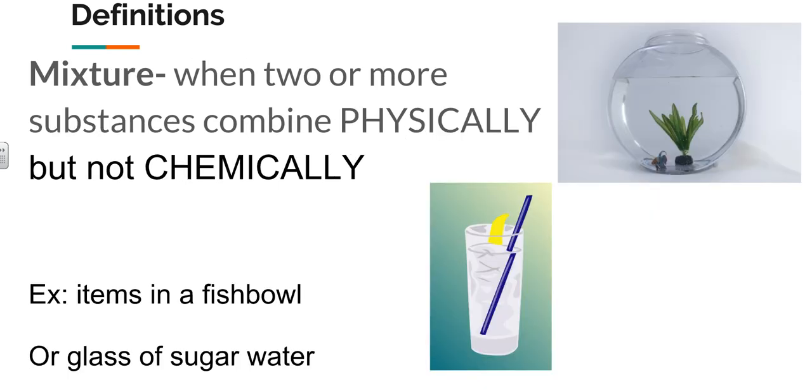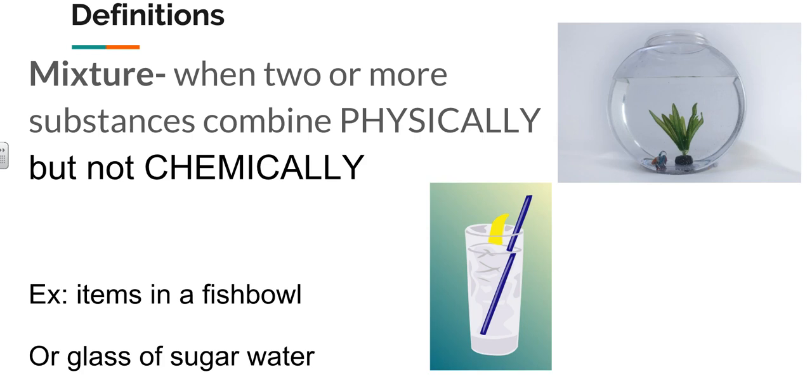A mixture is when two or more substances combine physically but not chemically. For example, we have items in a fishbowl. You might have a fish, a plant, some rocks. They're all together, but they're easily separated. I could reach in and pull out the rocks, pull out the plant, and put the fish in a net. So it's easy to separate out those things.